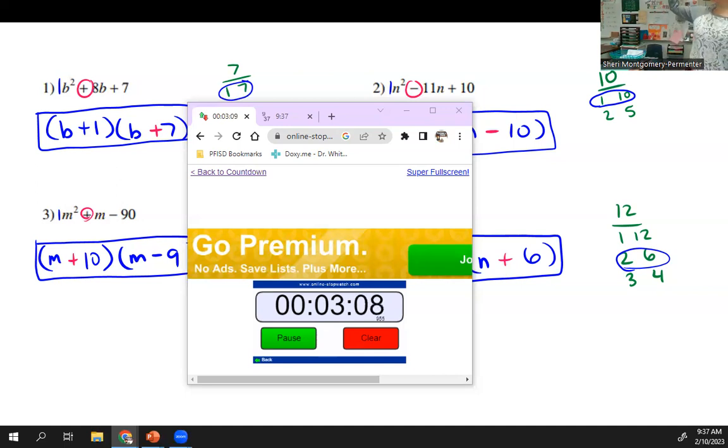Is anybody still working on the front page? All right, then let's move on.